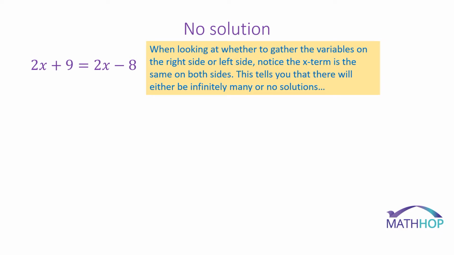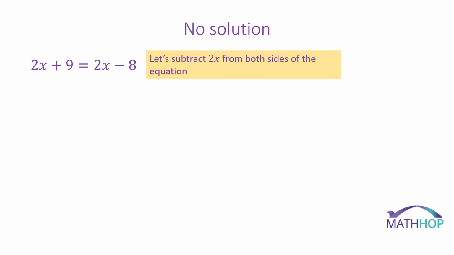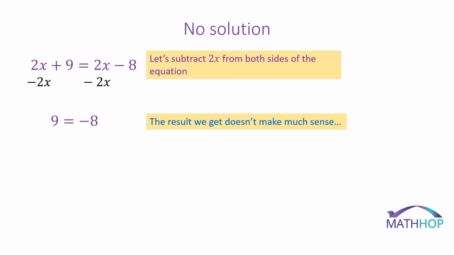Let's say we were looking at this equation and we wanted to determine which side to move the variables to. Well, we'd see the left side has 2x, the right side has 2x. Neither of them has a larger variable expression because they are the same. In this case, my only choice is to subtract 2x from both sides of the equation. So let's do that. 2x minus 2x is nothing. I wind up with 9 equals negative 8. That doesn't make sense. 9 doesn't equal negative 8.